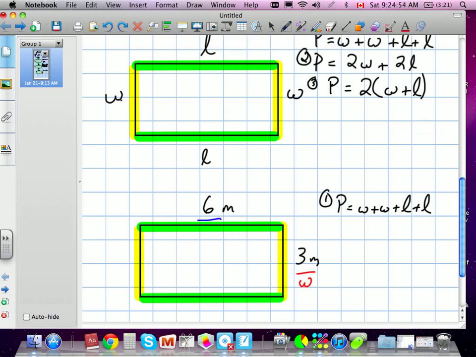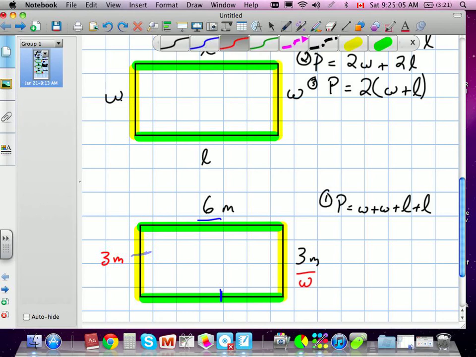And this side of the rectangle? 6. 6 meters. Good. So 6 meters. Okay. So let's plug those into this. We would get P is equal to what numbers? 3.